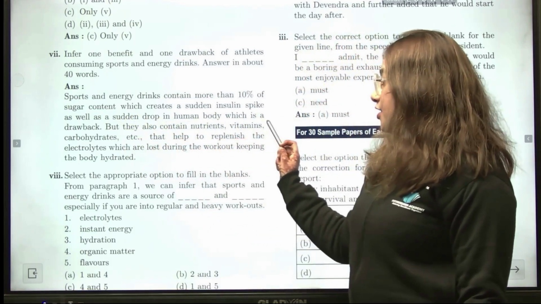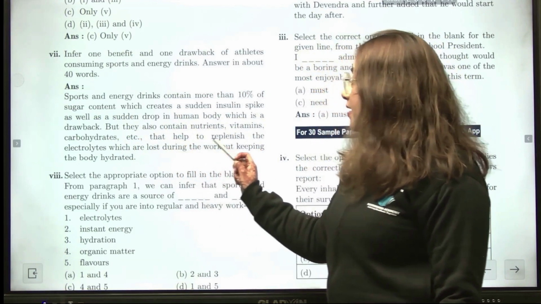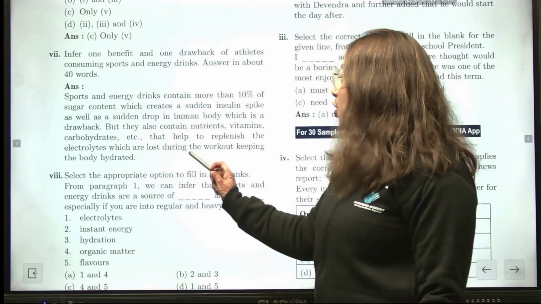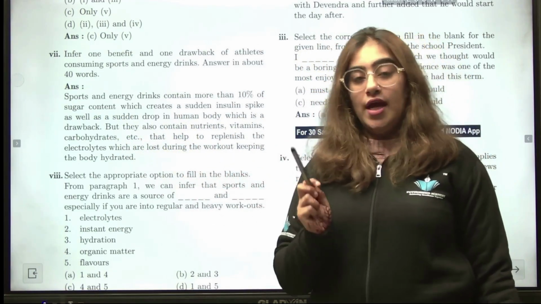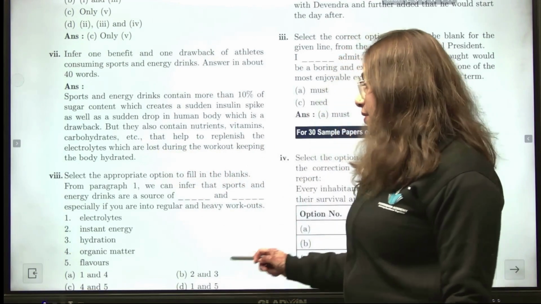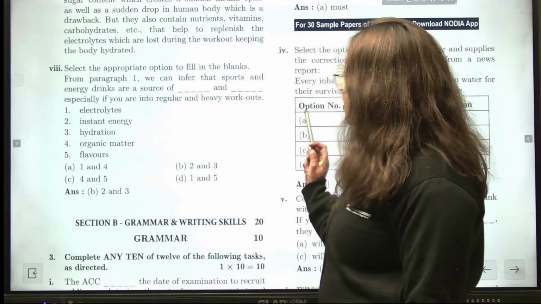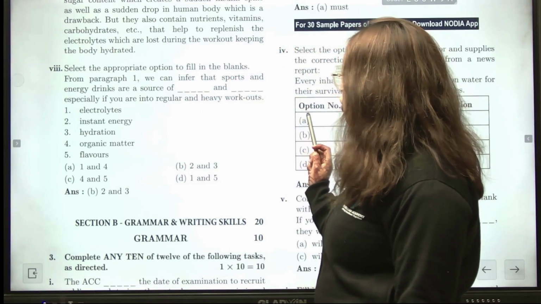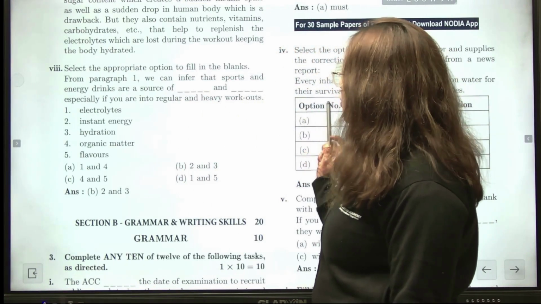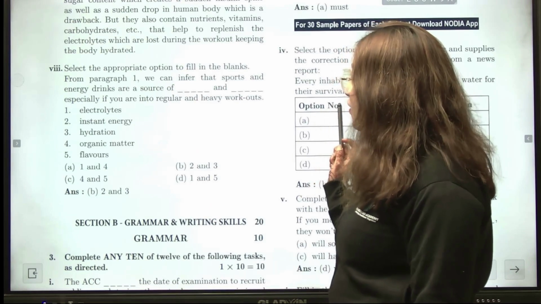But they also contain nutrients, vitamins, carbohydrates that help to replenish the electrolytes which are lost during the workout, keeping the body hydrated. We read this in the first paragraph. Okay, so from paragraph 1 we can infer that sports and energy drinks are the source of dash and dash, especially if you are in regular and heavy workout.